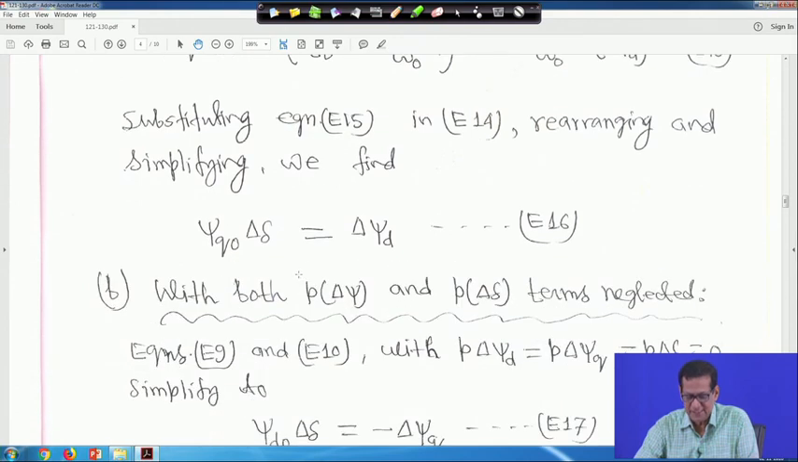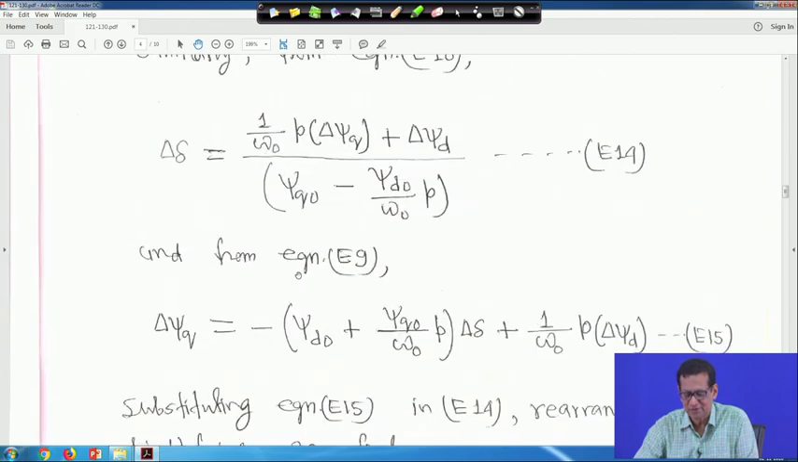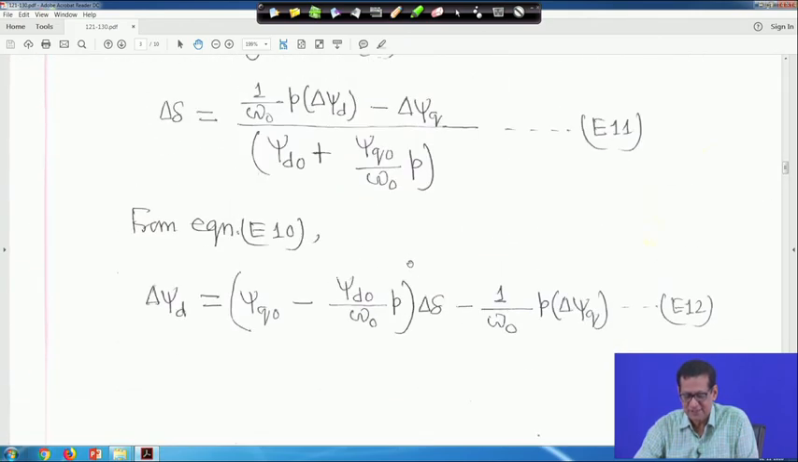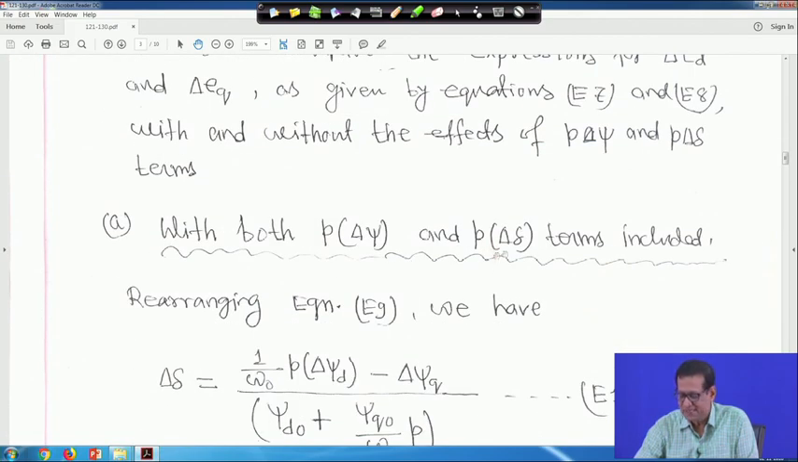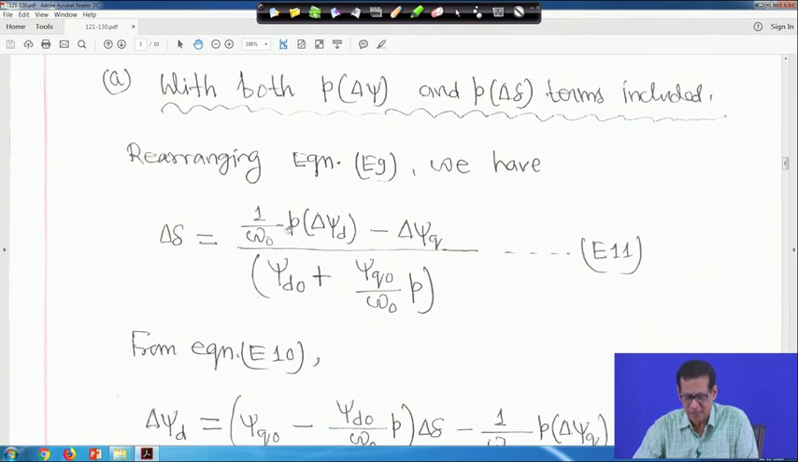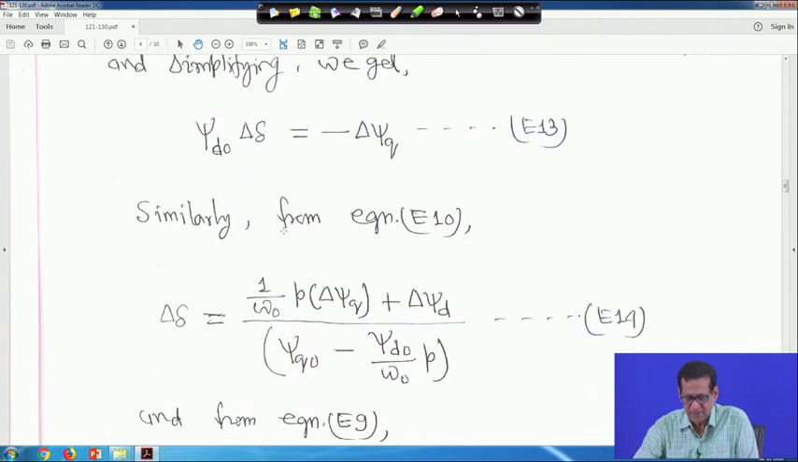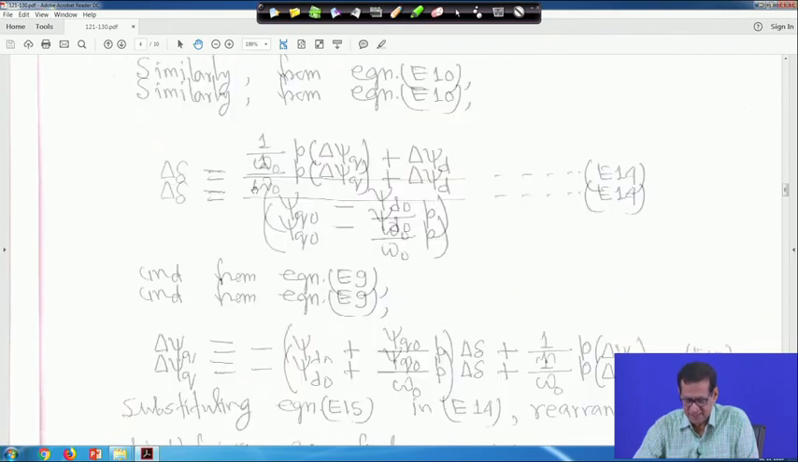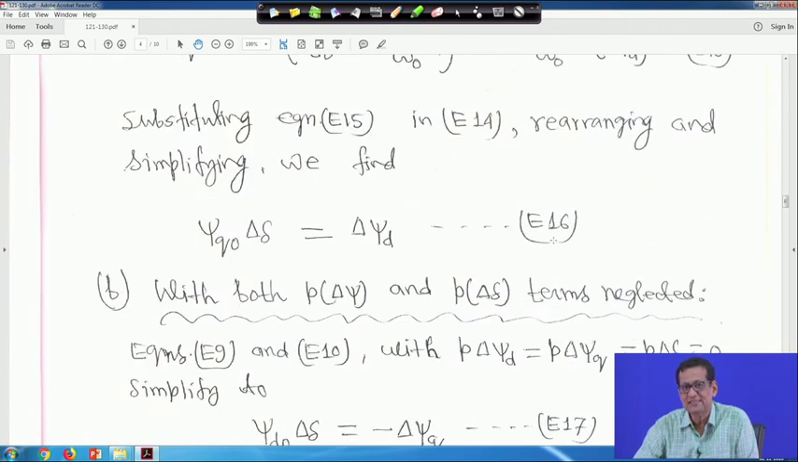Now, this is what we have got when both the p psi terms and the p delta terms are included. We got these two equations, E13 and E16. Now, with both the p psi and p delta terms neglected, that means p delta psi d and p delta psi q terms are neglected along with the p delta terms. These are also neglected.